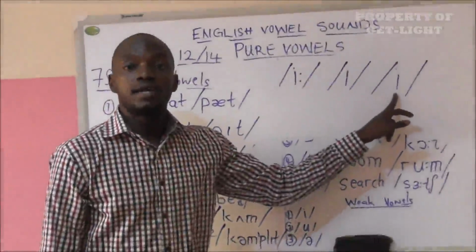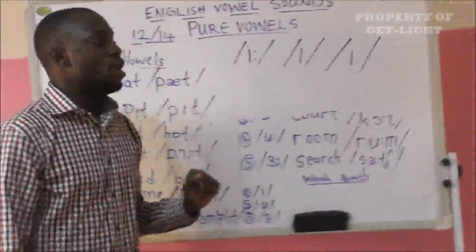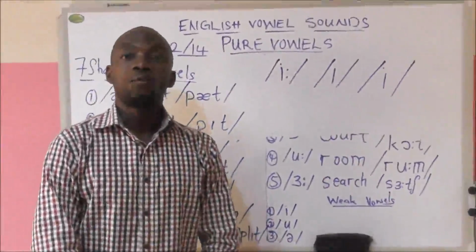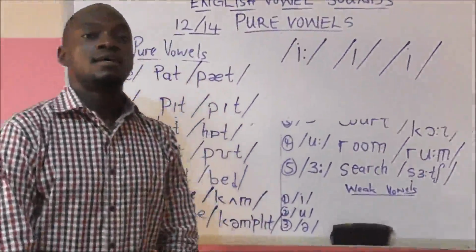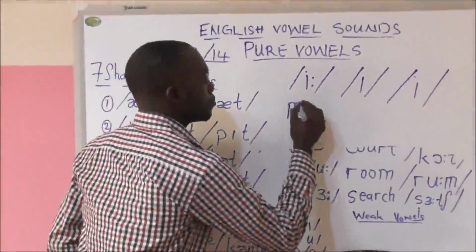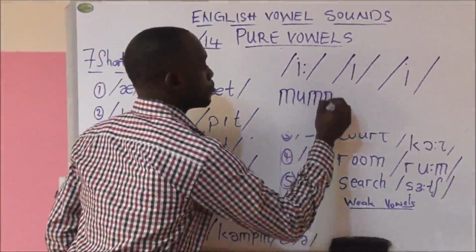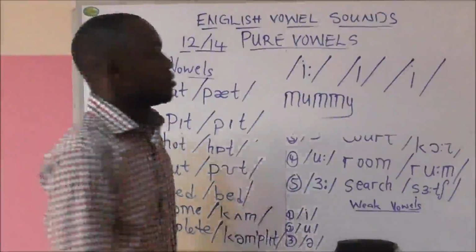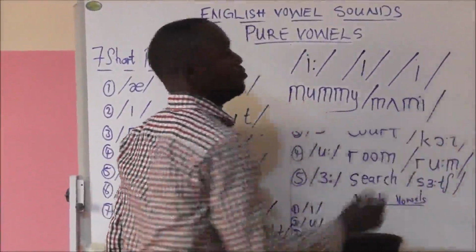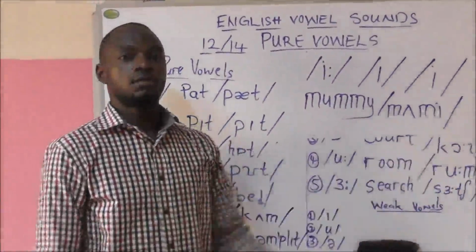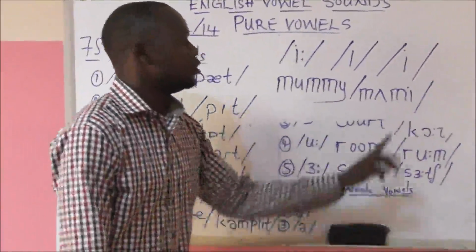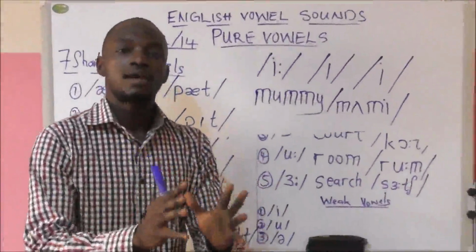This is very weak. You find this in unstressed syllables as well. And you find it in words that have Y at the end with E sound. For example, mommy. Mommy. Take note, there's a dot. Unlike this one, there's no dot. There's a dot here showing that it is a weak vowel.